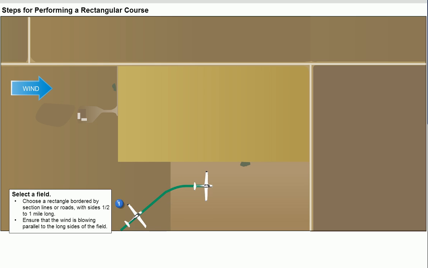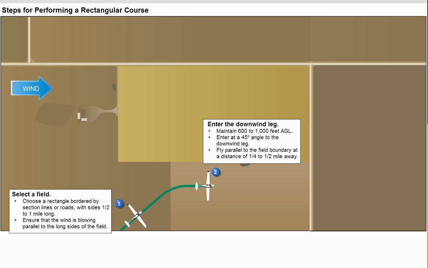After you have selected a field, enter the downwind leg. Maintain 600 to 1,000 feet AGL. Enter at a 45-degree angle to the downwind leg, and fly parallel to the field boundary at a distance of 1/4 to 1/2 mile away.